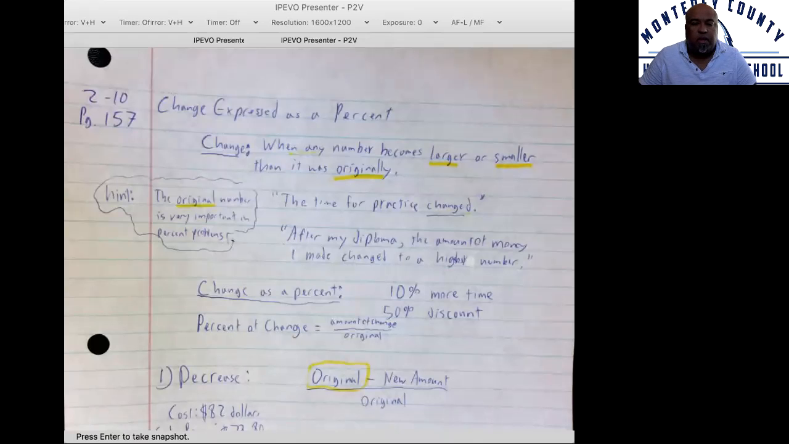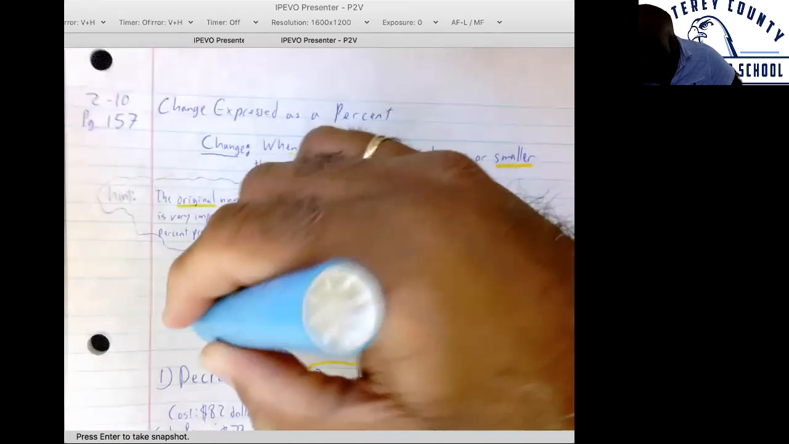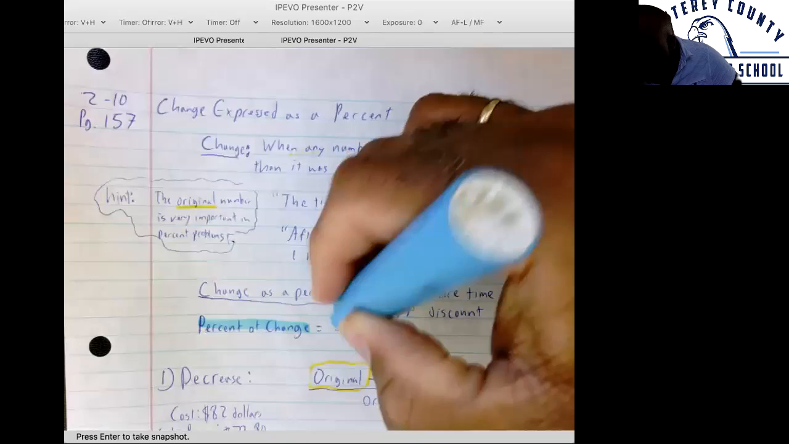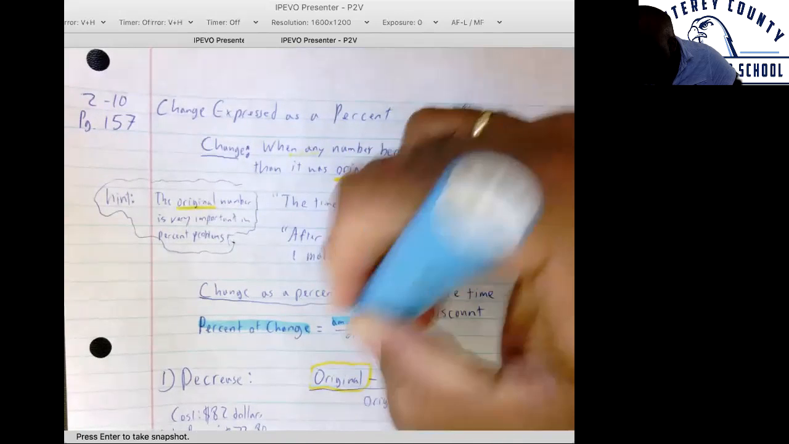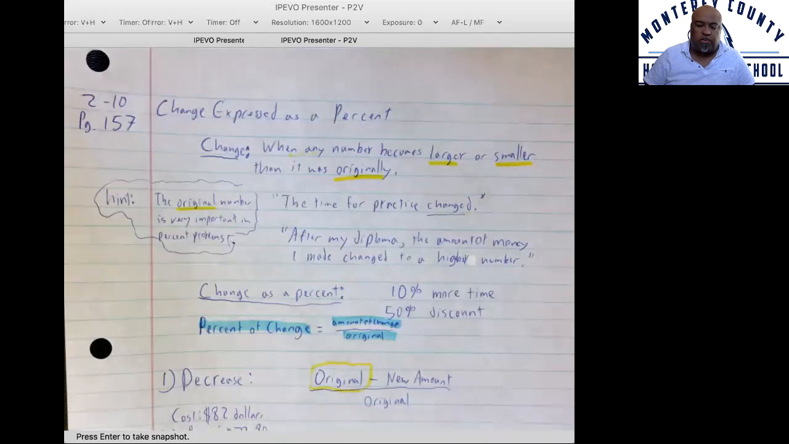Okay? So the formula for percent of change is this, and I'll highlight it. Percent of change is equal to the amount of change divided by the original amount. Amount of change divided by the original amount. Okay.